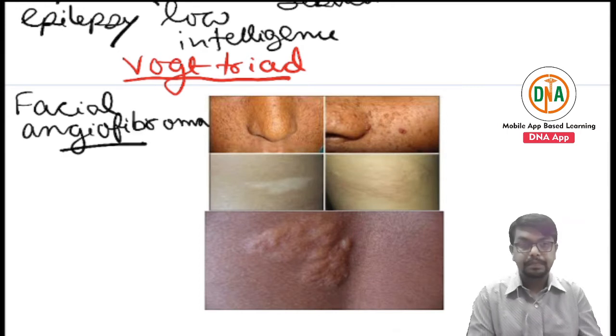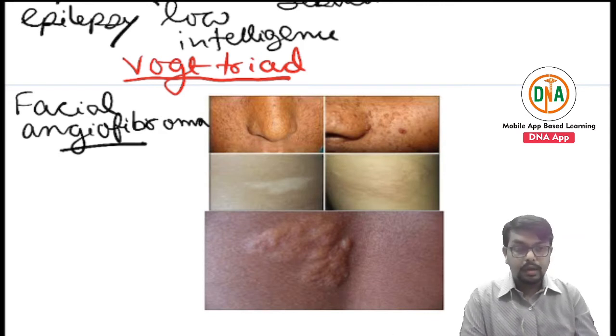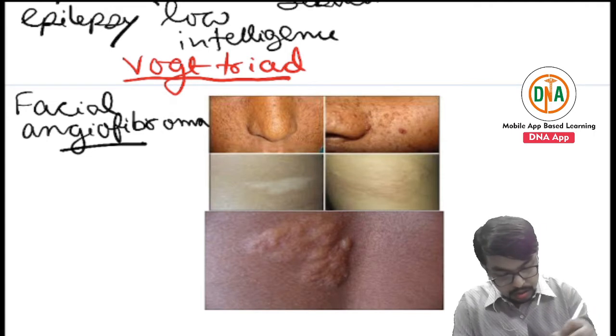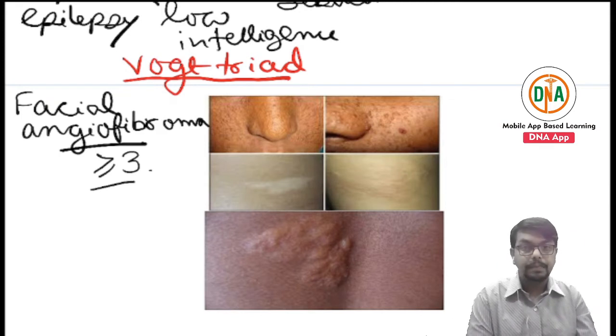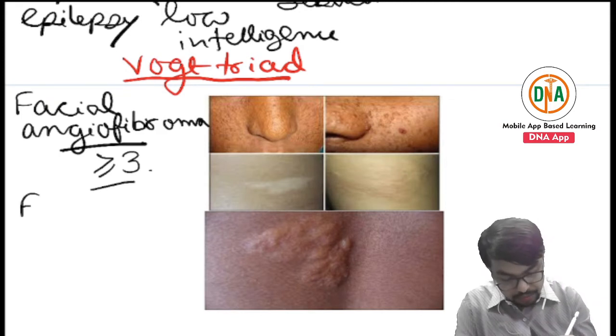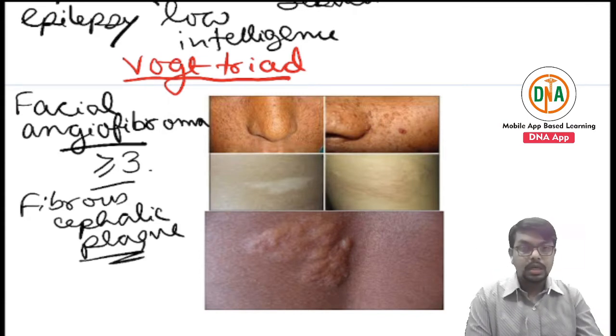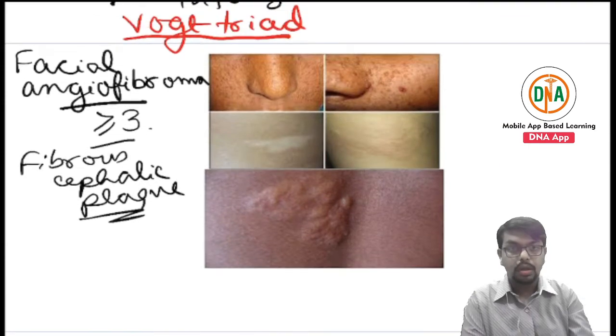Facial angiofibroma. This is the other name of adenoma sebaceum. If it is more than 3 in number, it forms a diagnostic criteria. Or if there is a fibrous cephalic plaque, a single plaque is also a diagnostic criteria. You don't need to remember all the diagnostic criteria of tuberous sclerosis. Just remember the features, the cutaneous features and the extracutaneous manifestations.